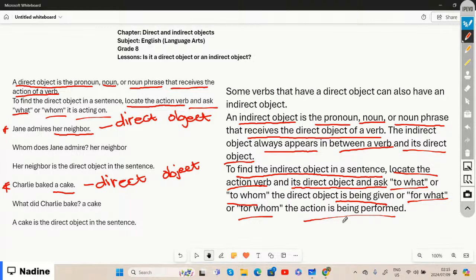And once we do, then we need to ask ourselves to what or to whom the direction is being given, or for what or for whom the action is being performed.